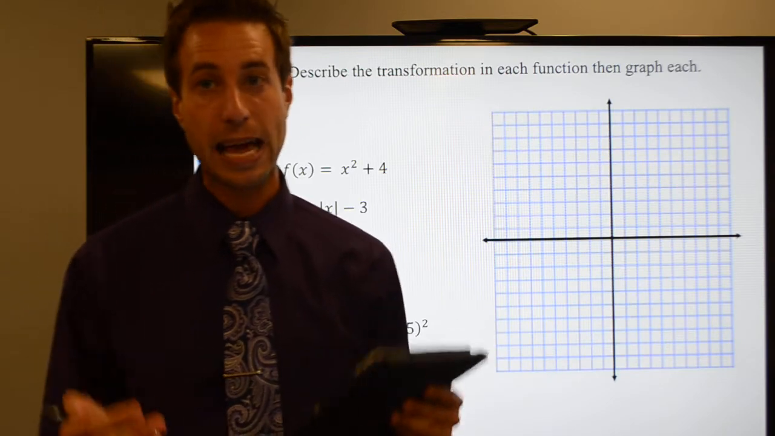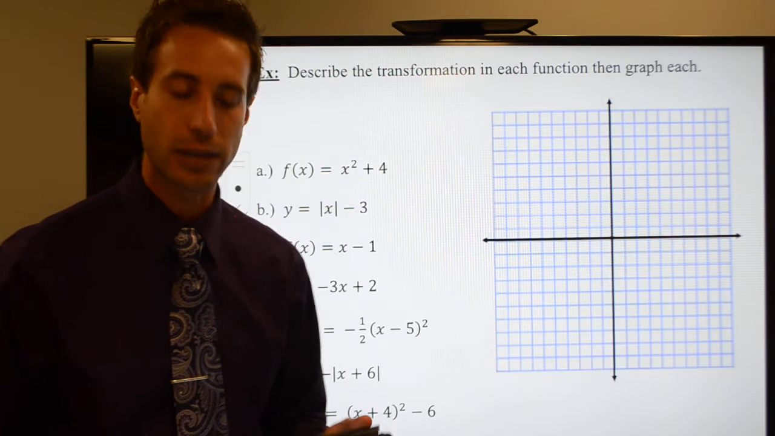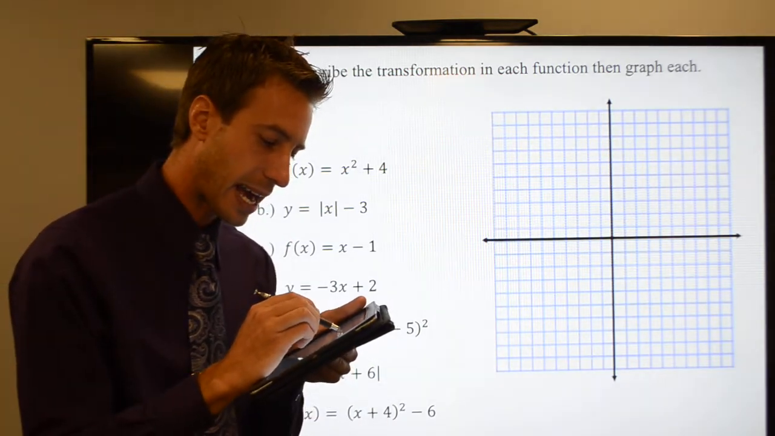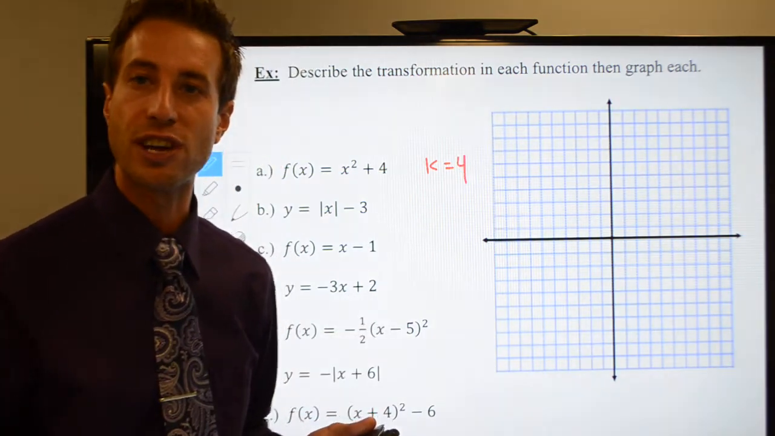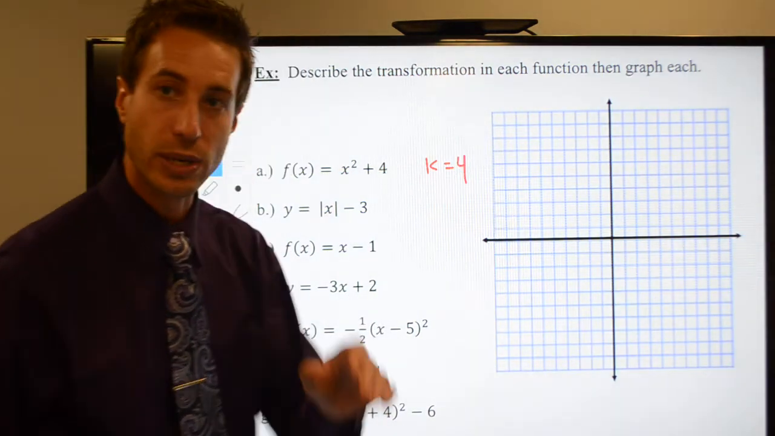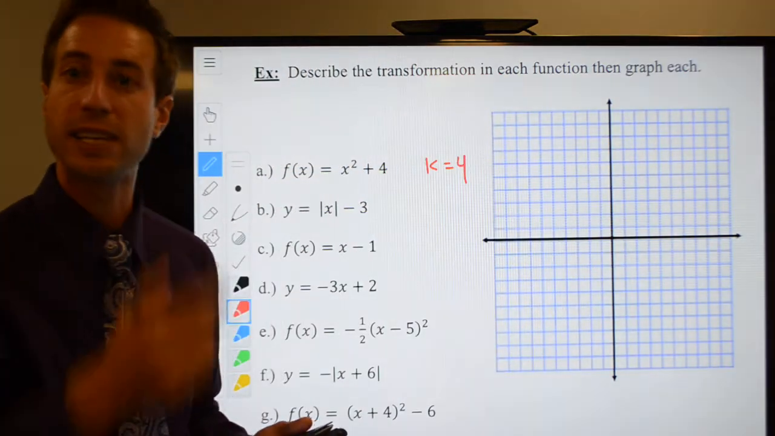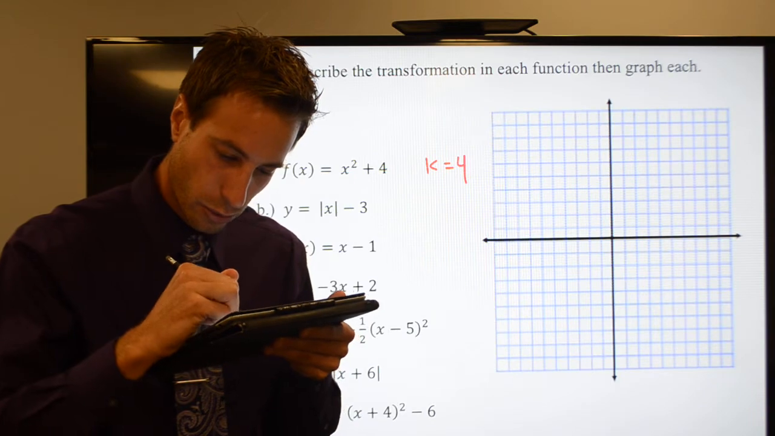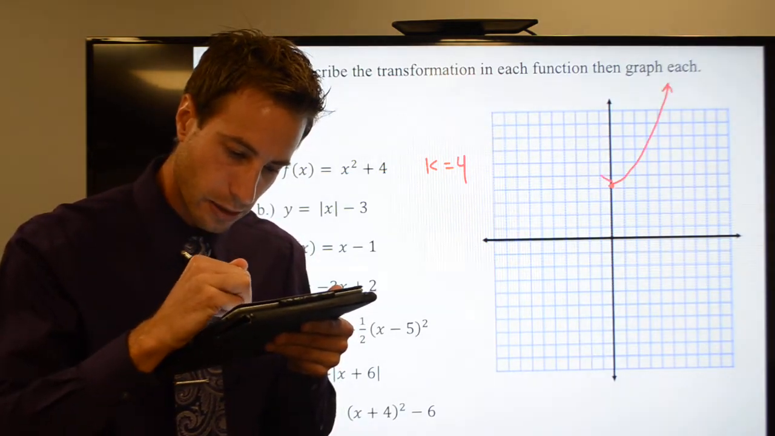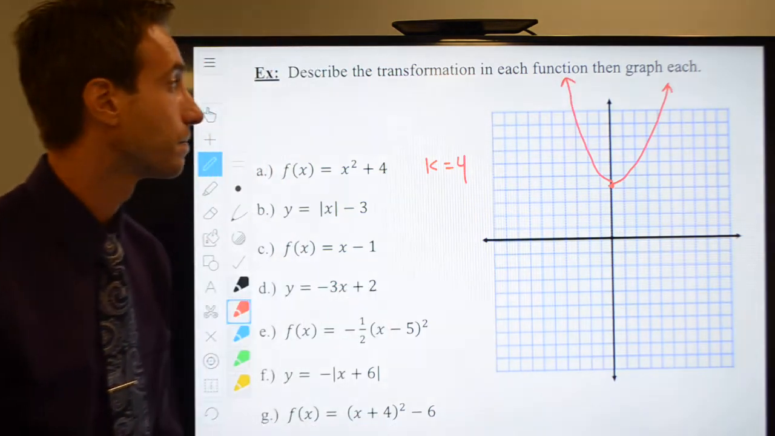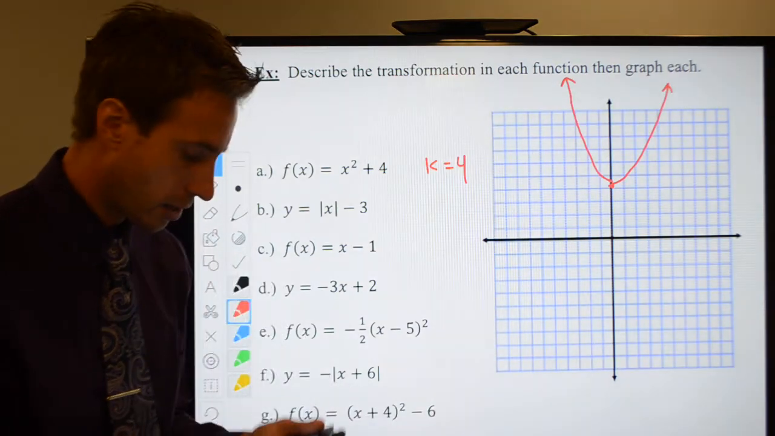Now, remember, K means a vertical shift. And when it comes to vertical shifts, it works exactly the way we would expect it to. K is equal to 4. This means that I have a vertical shift up of 4 units. So instead of my U going through the origin, I'm going to shift it up 4 units. 1, 2, 3, 4. And my U is going to go up through here like that. I'm taking that parabola and shifting it up 4 units. Awesome. Let's try another one.